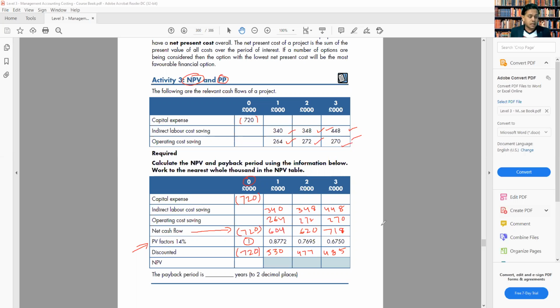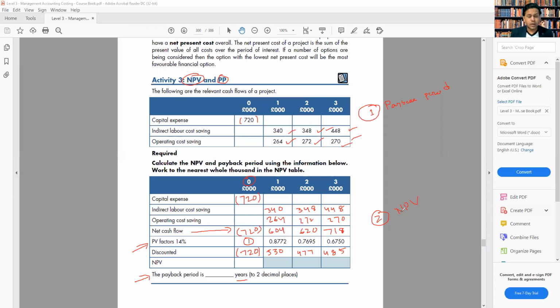Now, I'll give you 2 minutes to tell me what is the payback period here and how much is the NPV. So everyone try, I'll give you 2 minutes. We'll see how many of us can calculate that.